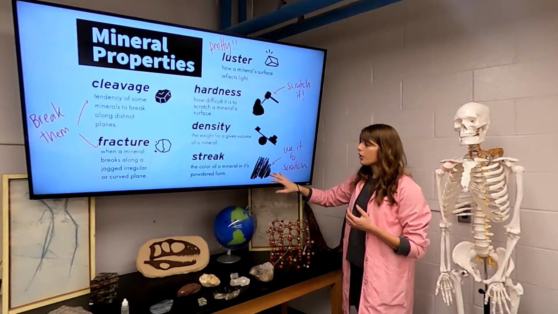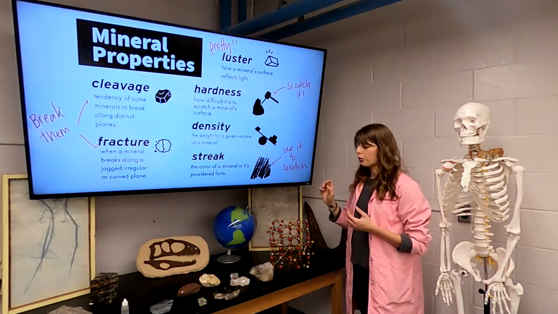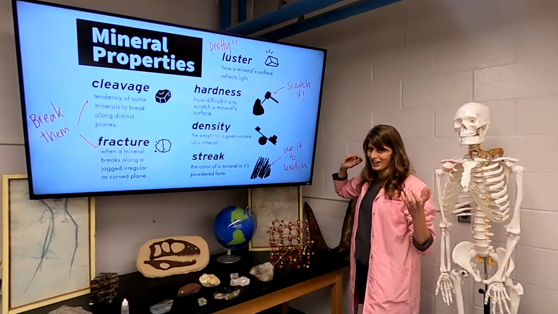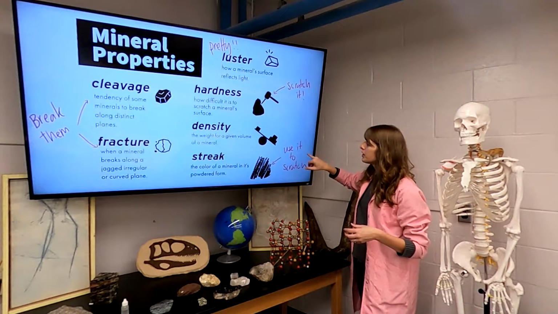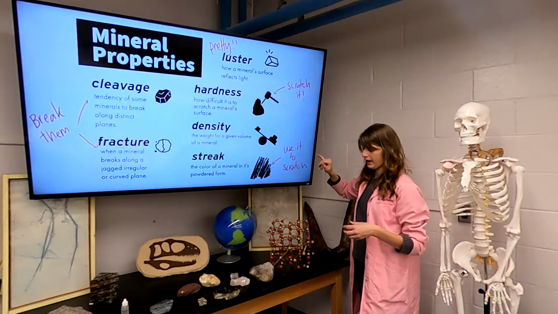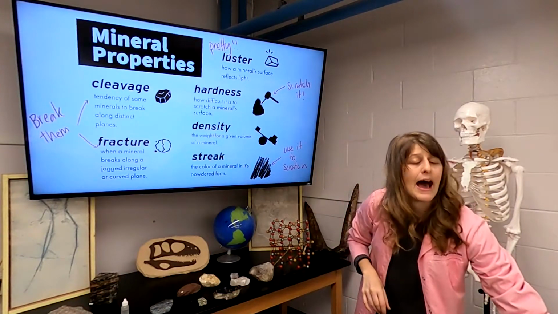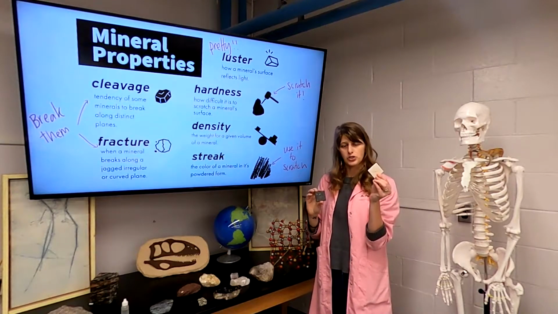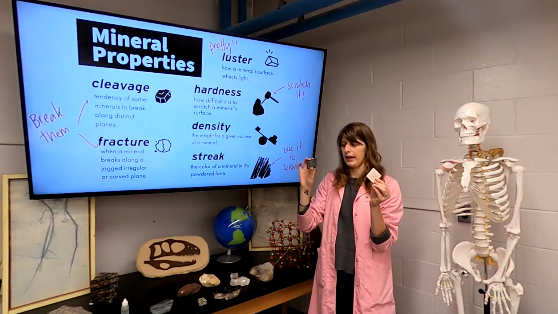First, streak is the color a mineral makes in its powdered form. And this is kind of like hardness in the sense that you're scratching stuff, but in this case, you're using the mineral to scratch something. And so usually what we have is we have something called streak plates. And we have a white streak plate and we have a dark streak plate here.